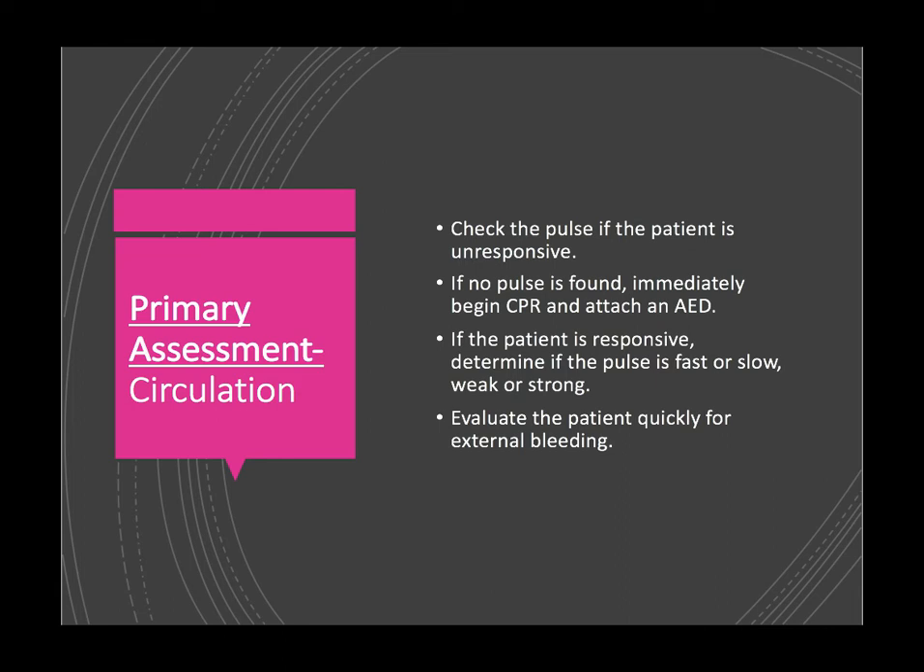For circulation under your primary assessment, make sure that the patient has a pulse if they're unresponsive. Check and see if that pulse is regular or irregular. And always ask if irregularity is normal for the patient. If the patient's responsive, just kind of look and see about their skin as well. Are they sweating? Are they diaphoretic? Are they pale, cool, and clammy?